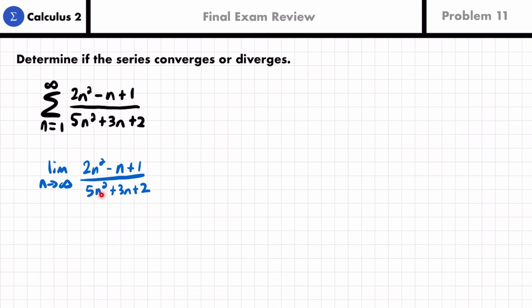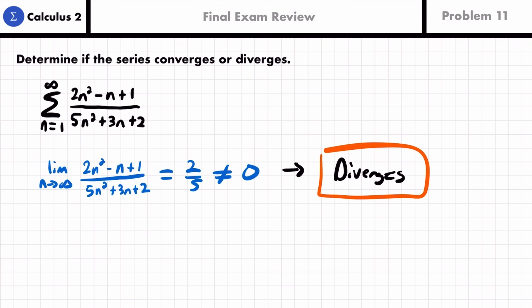So since the highest powers of n are the same in the numerator and denominator, this limit will just be equal to the ratio of their coefficients. In other words, 2 divided by 5. 2 is the coefficient of this n squared, and 5 is the coefficient of this n squared. So really quickly, we can just say that this limit is equal to 2/5, which is not equal to 0, which from the divergence test means that this series diverges. And that's it. We would be done with this problem and can move on to the next one.